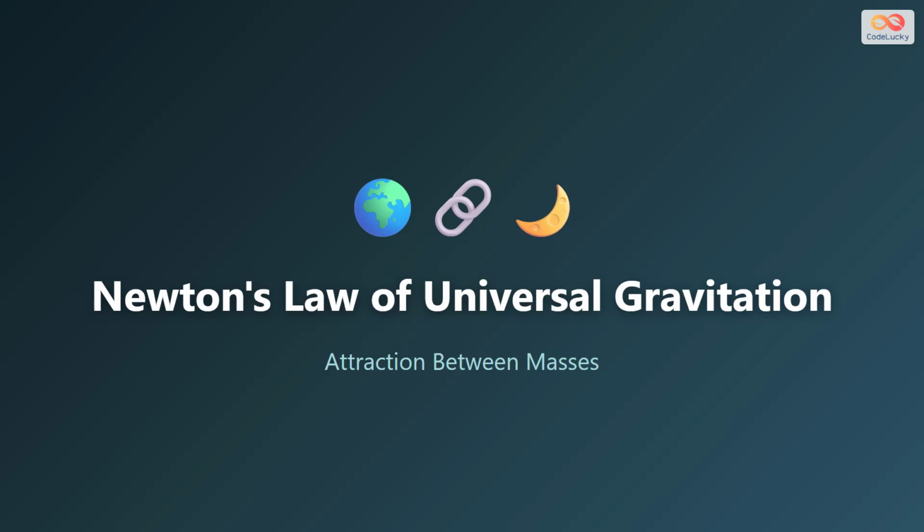Newton's law of universal gravitation describes one of the most fundamental forces in the universe. This law explains the attraction between masses, revealing how objects pull on each other through the force of gravity. From planets orbiting the sun to an apple falling from a tree, this single principle governs gravitational interactions everywhere in the cosmos.